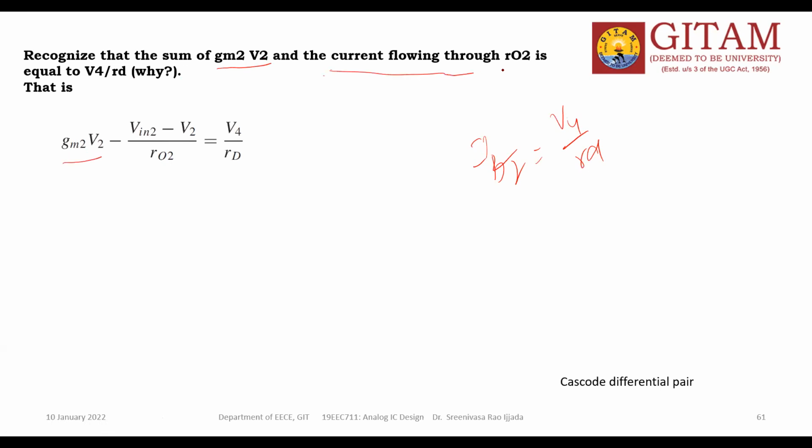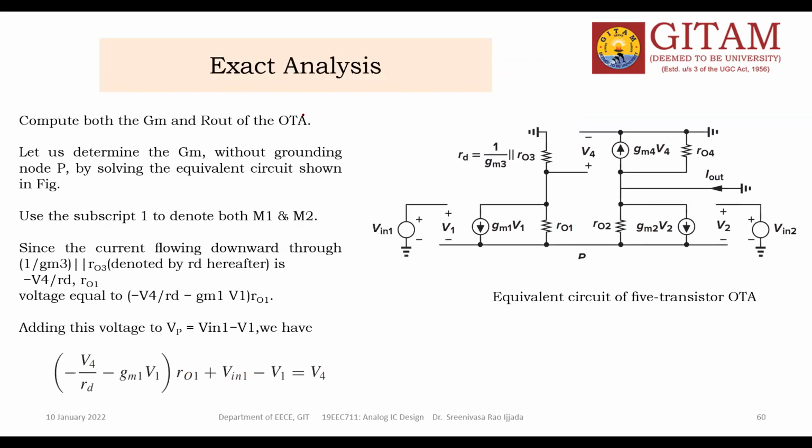Okay, so the sum of Gm2 V2 and the current flowing through R02. The current flowing through R02 is equal to ID2, which is V4 by RD. So this is this one, and the current flowing through R02 is this much. This is equal to V4 by RD. This is the RD value.